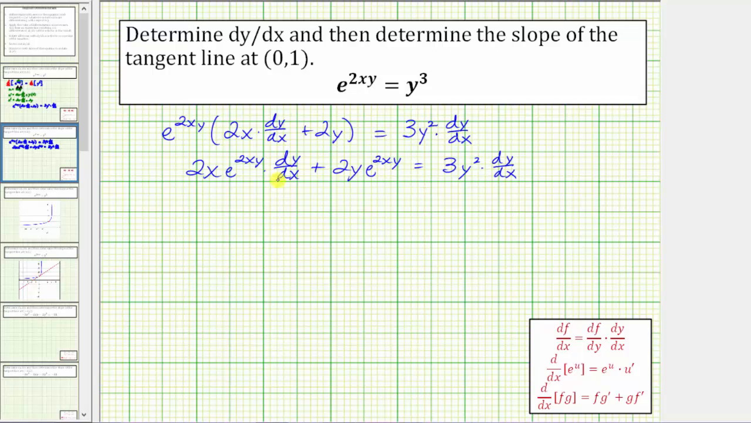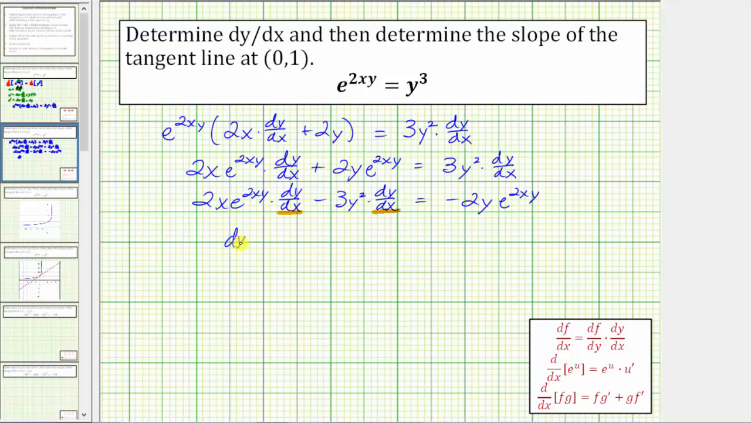Notice because we have two dy/dx terms, we'll have to get both of those terms on the same side of the equation and then factor out dy/dx. So let's subtract 3y squared dy/dx on both sides, as well as subtract 2y e^(2xy). So that would give us 2x e^(2xy) times dy/dx minus 3y squared times dy/dx equals negative 2y e^(2xy). Notice how these two products contain a common factor of dy/dx. So now we'll factor out dy/dx.